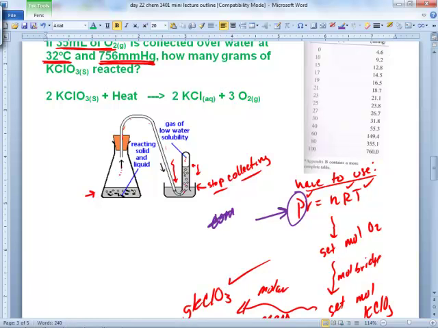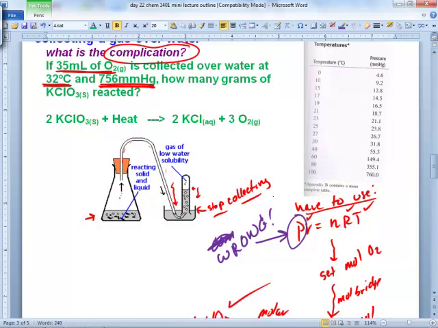Just write this. Wrong. Because you want to use what for P? Yeah, we've got to use atm. But we want to convert what number into atm? 756. And that's what I'm saying is wrong. Yeah, we'll get into atm, but it's wrong. That pressure isn't pure oxygen. Because if you're going to use this equation to get the number of moles of oxygen, then you have to be using the partial pressure of oxygen. We're not using the partial pressure of oxygen. We're using the total pressure.